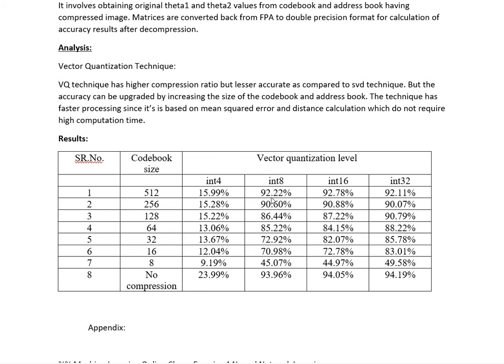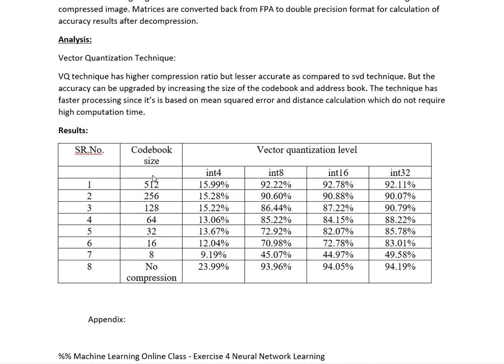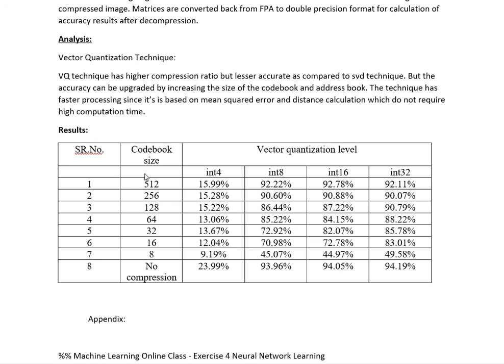This is the analysis and results part, and you can see that the accuracy for the vector quantization levels increases as we go higher up the data type number. In the int4 format, the accuracy is just 15.99%, and it increases to 92% for the int32 data type. As the codebook size decreases, the accuracy also drops.